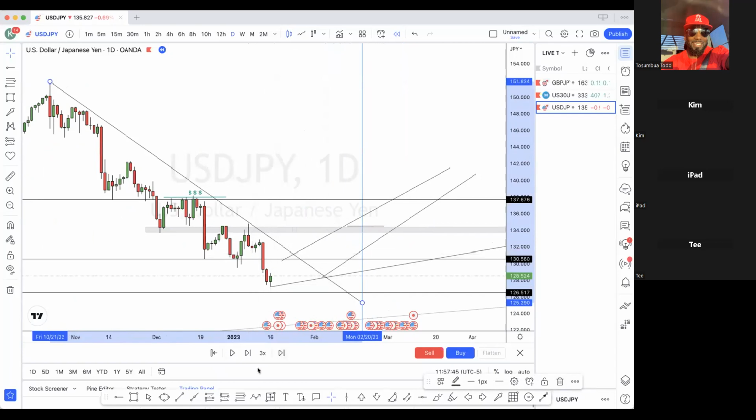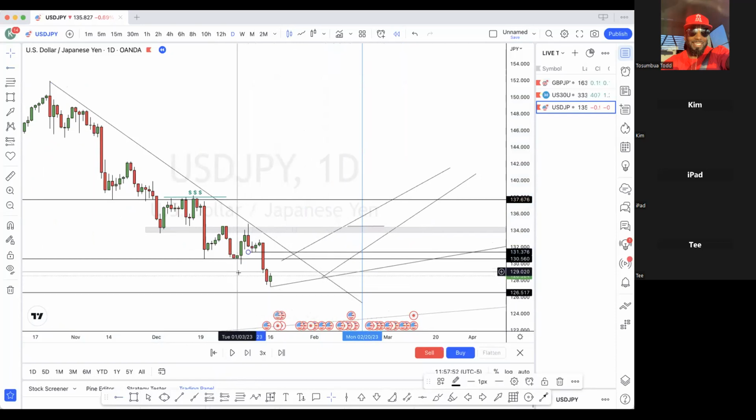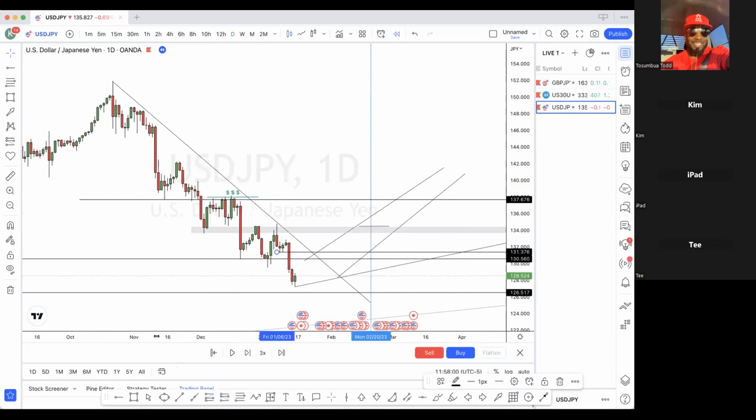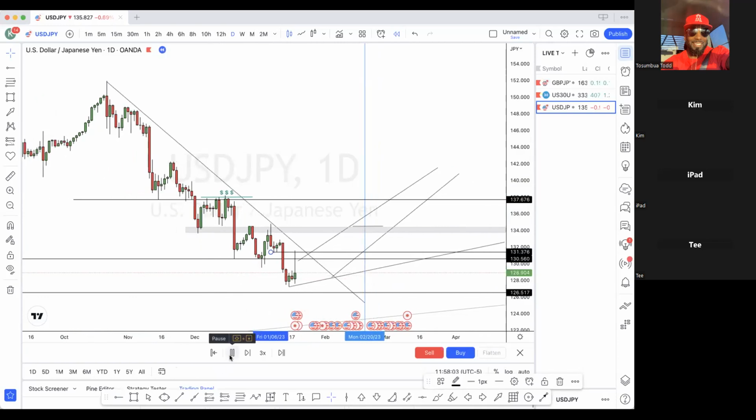This is a violated order block right here. So I'm expecting price to pull back here and then continue back down to the downside. That's just my expectation. I don't know what price is going to do, but that is my expectation.